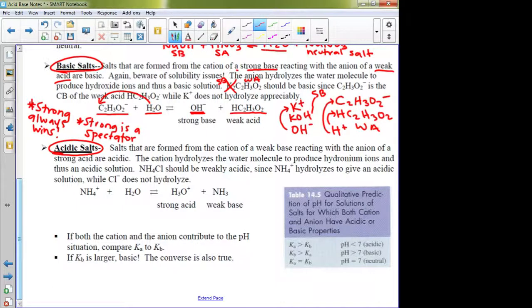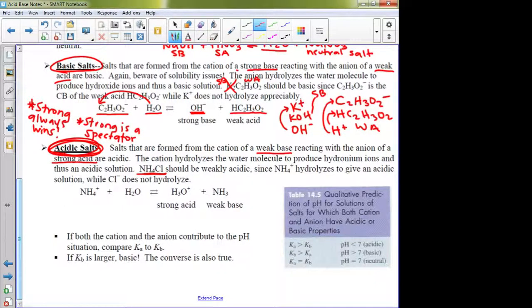So acidic salts are going to come from a weak base reacting with a strong acid, like NH4Cl. Okay, I should look at the NH4 and say, what did it come from? NH3, which is a weak base. Where did the Cl come from? HCl, which is a strong acid. So I know NH4Cl is an acidic salt.